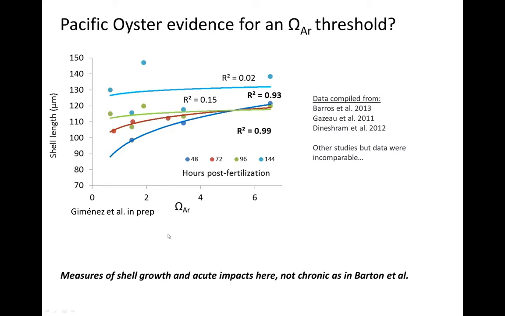And again, this is a really acute impact we're talking about here, not the chronic effect, as I noted before in the Barton paper. Basically, to compile these, we had to put these through a physiological model to standardize things like temperature and salinity, which was not simple.